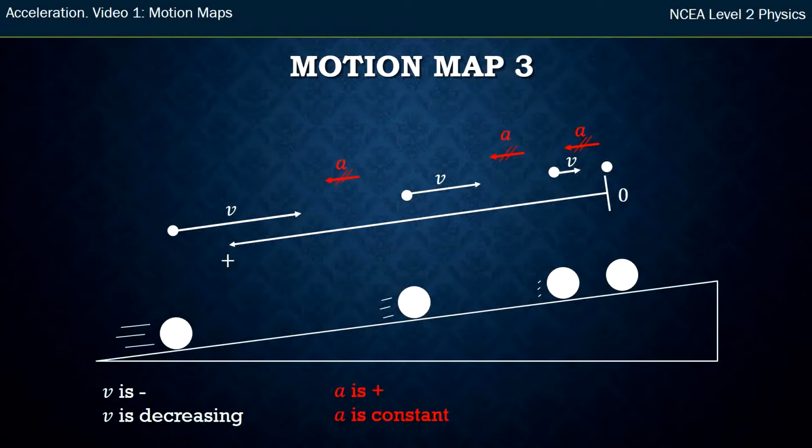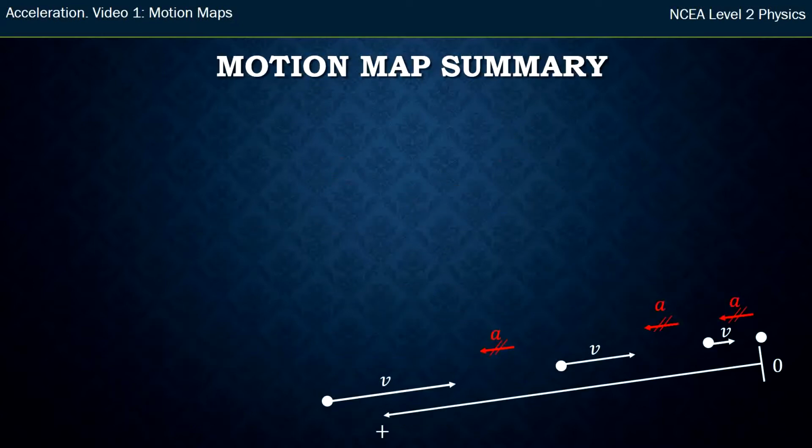My acceleration, however, is positive. Even though I've got a situation where the ball is slowing down, I have positive acceleration. The acceleration is still constant. Now that should hurt your head a little bit. Positive acceleration does not mean speeding up, and negative acceleration does not mean slowing down. Positive acceleration means acceleration in the positive direction. Negative acceleration means acceleration in the negative direction.